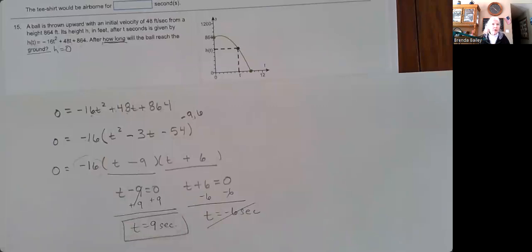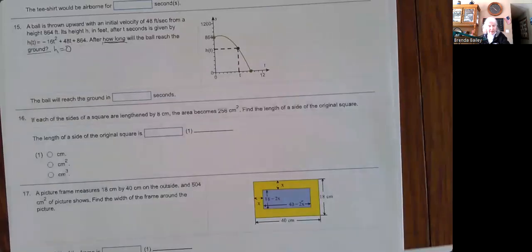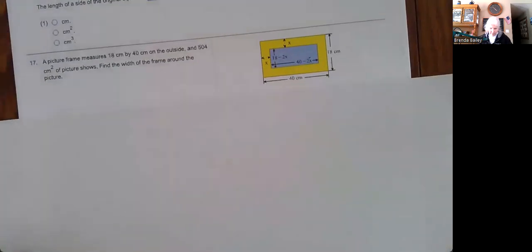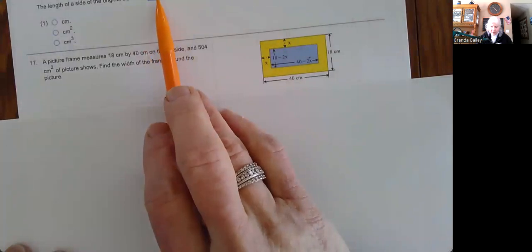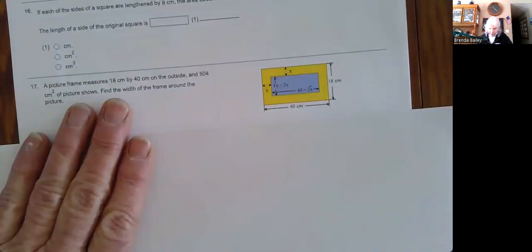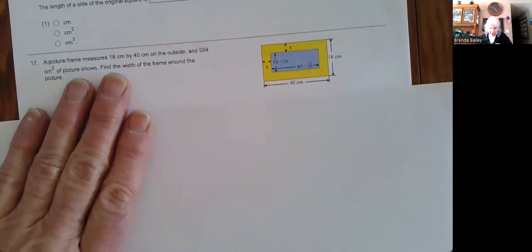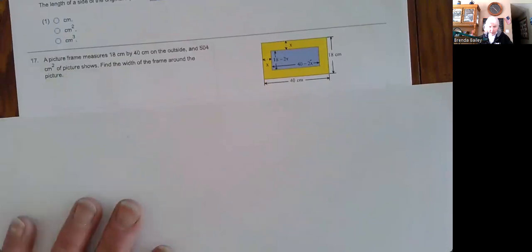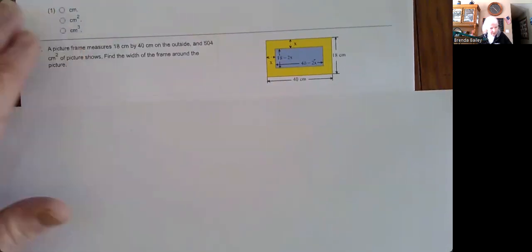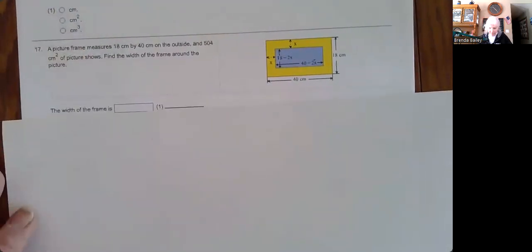Okay, so that's how you would do number 15. We're going to look at one other one, and that's number 17. Number 16 is kind of like the table one that I did. I think you can figure that out, but 17 is a little bit different. So we're going to look at 17.